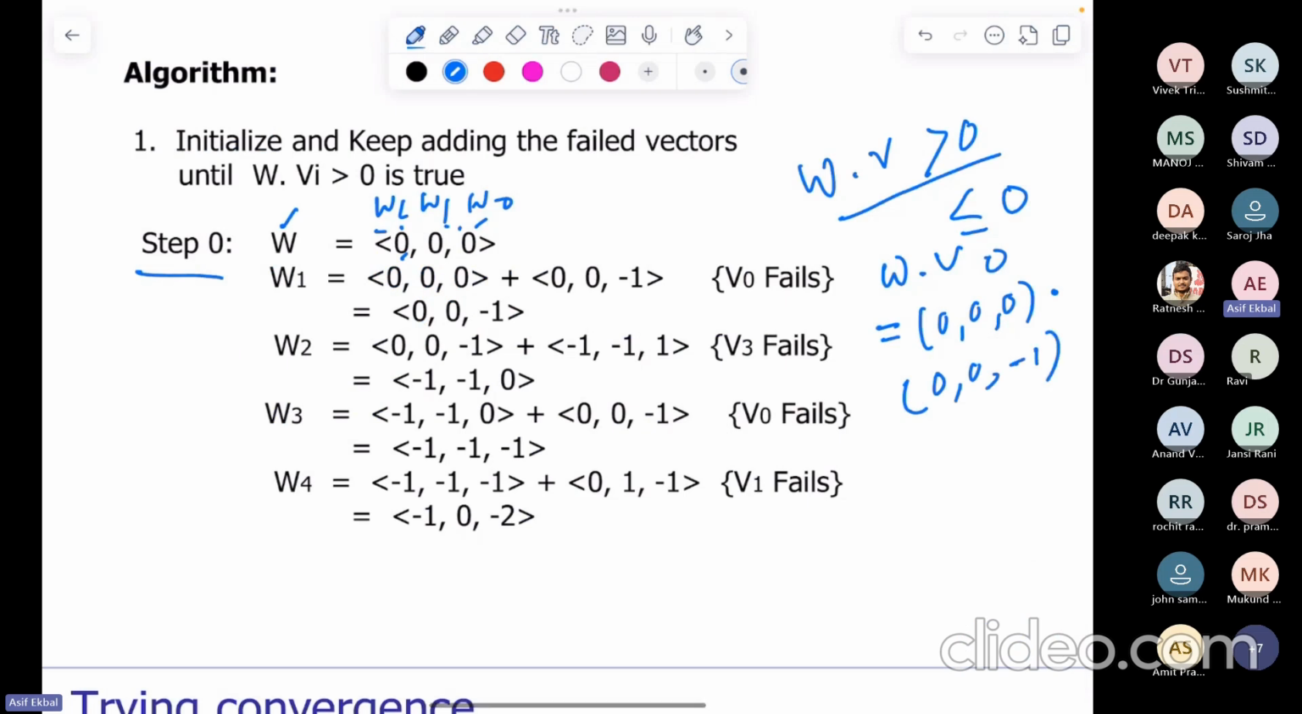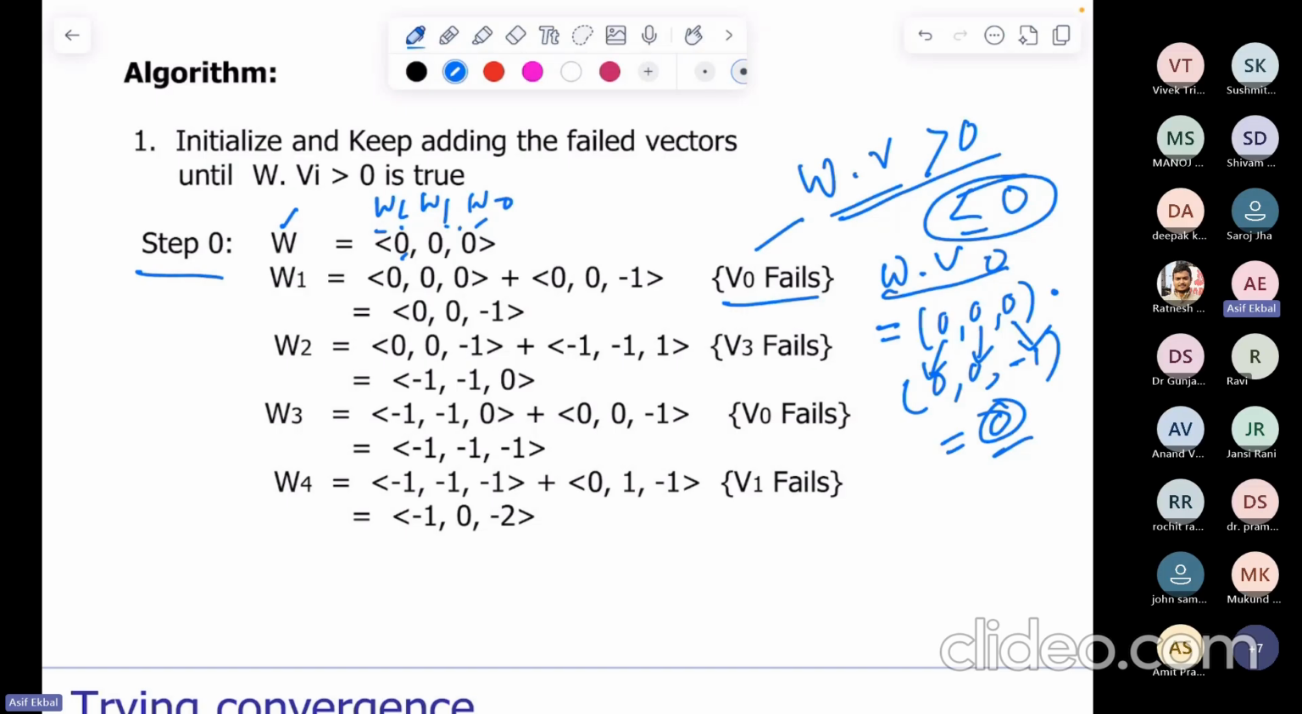You just do the element-wise multiplication. It will be 0 into 0 is 0, 0, and this is also 0. So ultimately it becomes 0. If it is 0, then it is less than or equal to 0, not greater than 0. Less than or equal to 0 means that if it is 0 or less, you cannot stop training, so you have to update the weight. So V0 fails, because for the V0 vector, W into V0 is not greater than 0. So this is a failure vector.